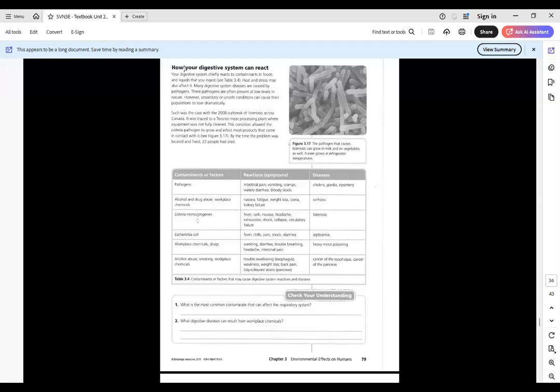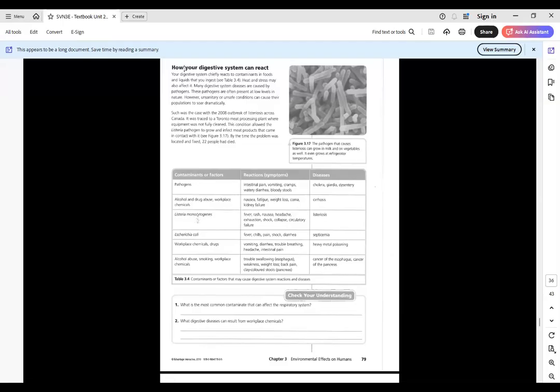This one here says alcohol abuse, smoking, workplace chemicals, the reactions, trouble swallowing, your esophagus, right? Remember, that's the tube that goes from the mouth and the food travels down your esophagus into your stomach. So you have trouble swallowing, your esophagus has been affected. There's weakness, weight loss, back pain, and clay-colored stools. That means your pancreas has been affected.